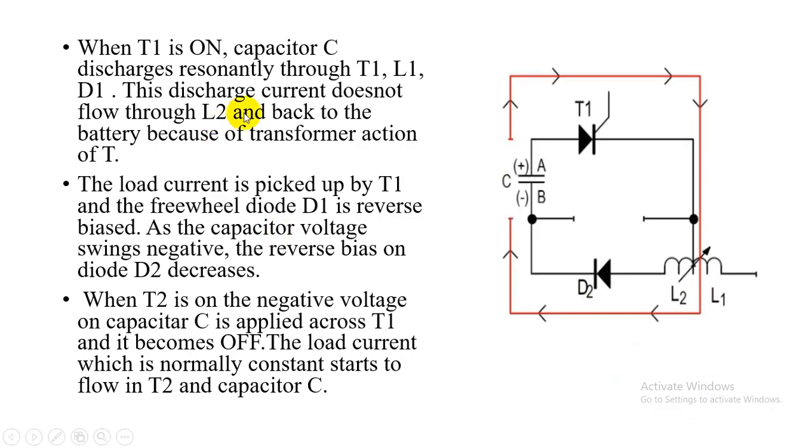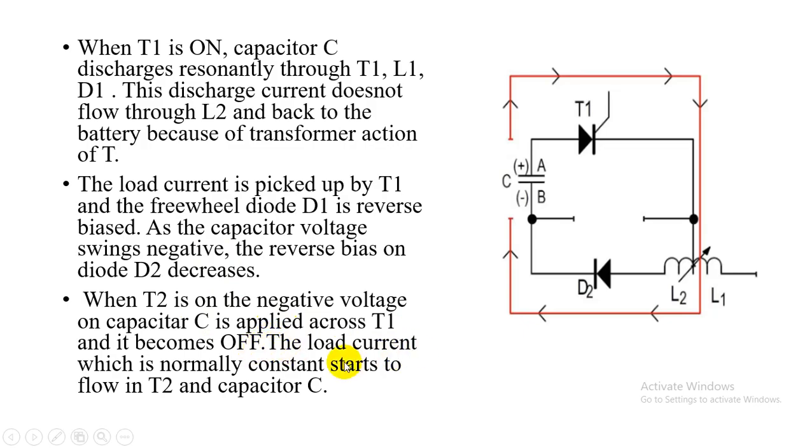This discharge current does not flow through the L1 part back to the battery because of the transformer action of T. The load current is picked up by T1, and the freewheeling diode D1 is reverse biased. As the capacitor voltage swings to negative, the reverse bias on diode D2 decreases. When T2 is turned on, the negative voltage on the capacitor is applied across T1 and it turns off.